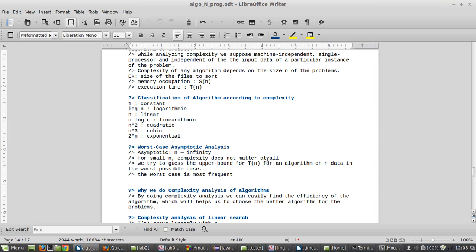Now we try to guess the upper bound. In asymptotic analysis, in worst case asymptotic analysis of any algorithm, we have to guess the upper bound for the time complexity, that is, the execution time for any algorithm on n data in the worst possible case. The worst case occurs most frequently in any kind of algorithm that you design.